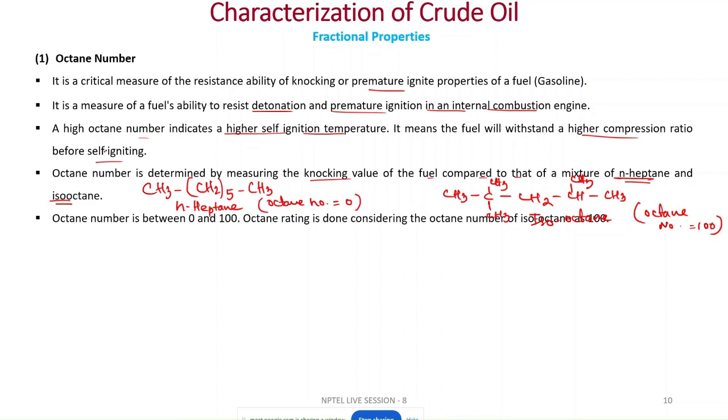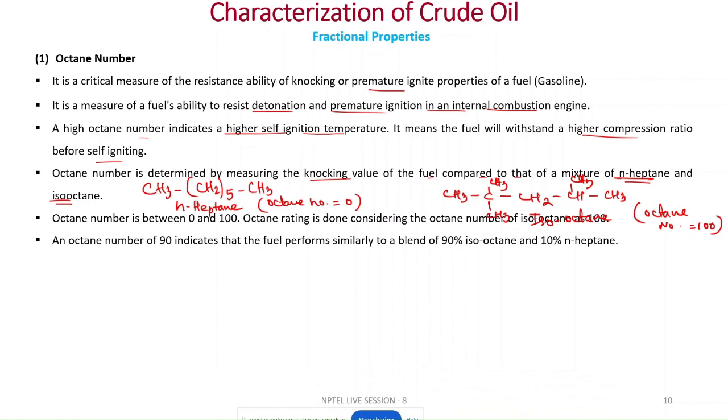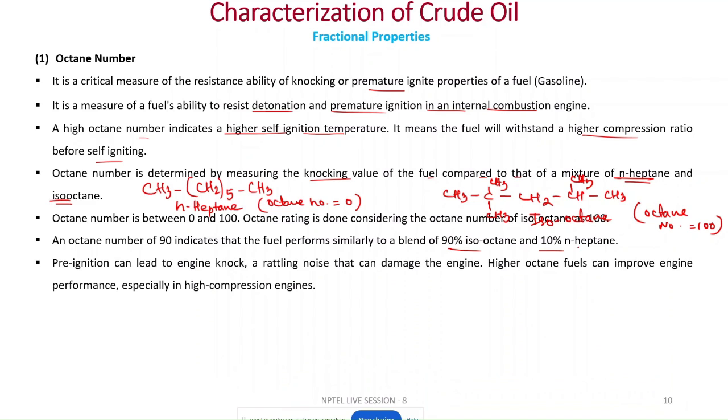So the octane number lies in this range between 0 and 100. Octane rating is done considering the octane number of isooctane because it has the highest value, 100. An octane number of 90, what does it mean? An octane number of 90 indicates that the fuel performs similarly to a blend of 90% isooctane and 10% N-heptane. Pre-ignition can lead to engine knocking, a rattle noise that can damage the engine.